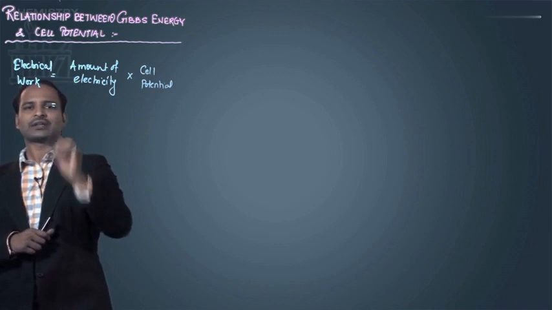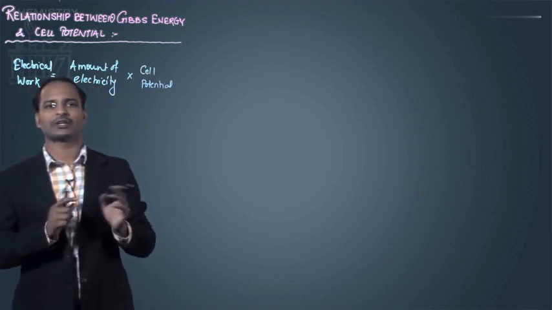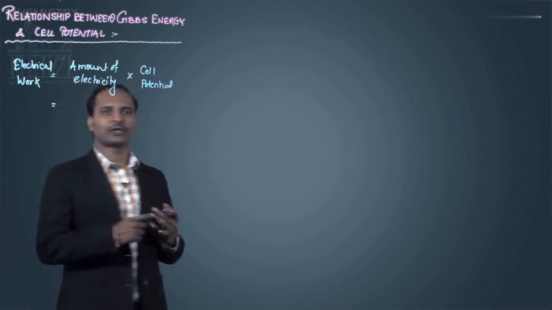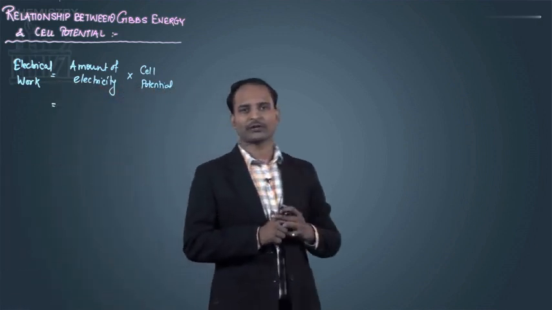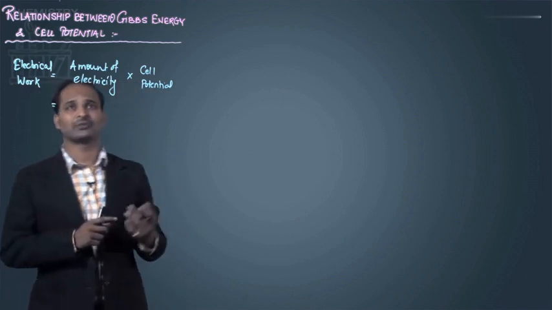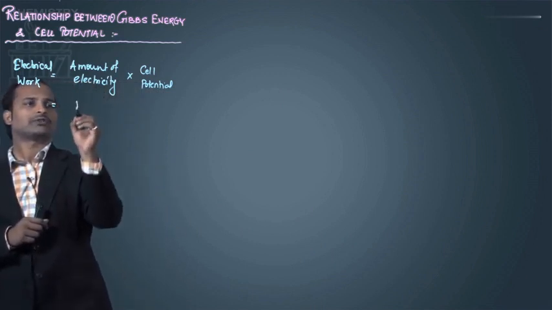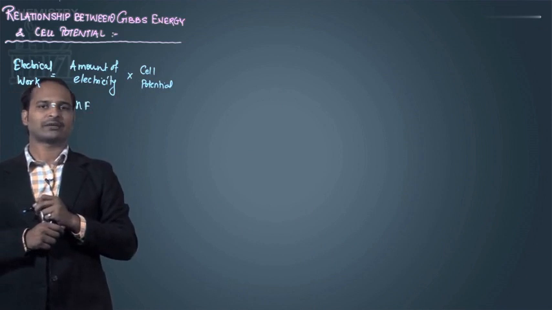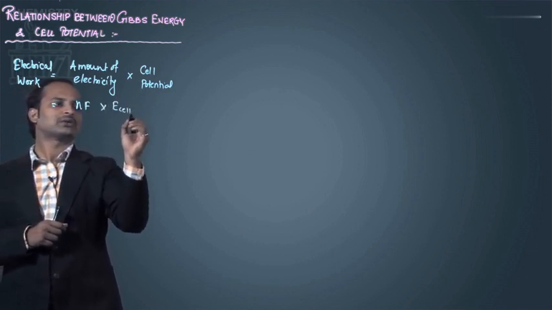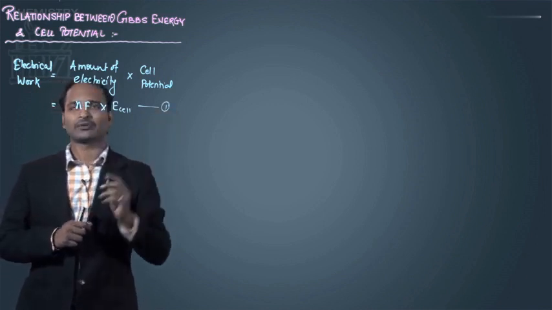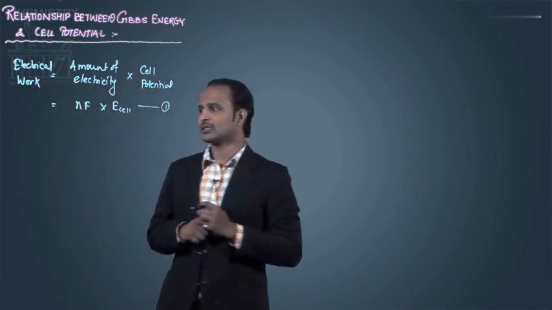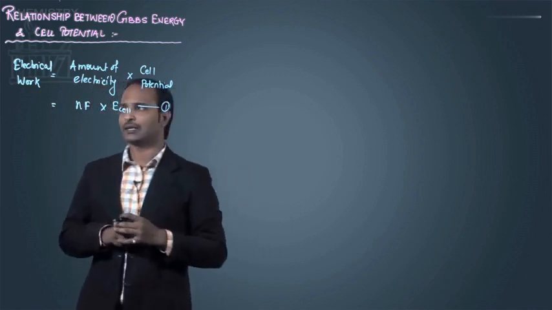Now the amount of electricity depends upon how many moles of electrons are transferred during the reaction. If 1 mole of electrons is transferred, that means 1 Faraday of electricity. If 2 moles of electrons, that is 2 Faraday. If n moles of electrons, then the amount of electricity will be nF, that is n Faraday, times the cell potential, represented by E cell. So on the basis of the electrochemistry concept, electrical work done is the product of E cell and nF. This is equation number 1.